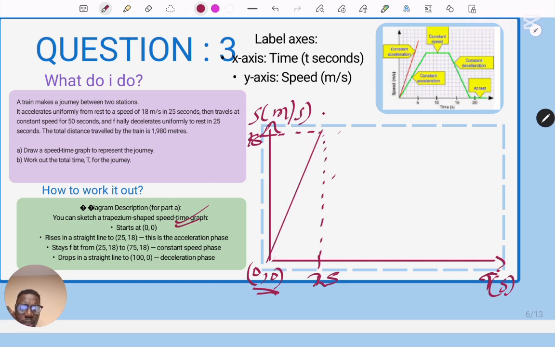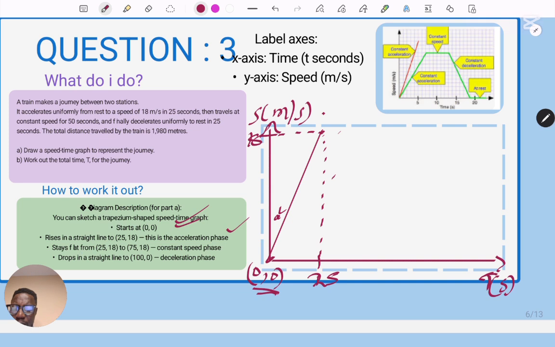What this means is that the train starts from 0,0 here and reaches this place at 18 meters per second in 25 seconds. That means it takes 25 seconds to reach 18 meters per second in the first part of the journey, and we drew it like that. That is the rise, and that is the acceleration phase. I don't need to write it because of space.